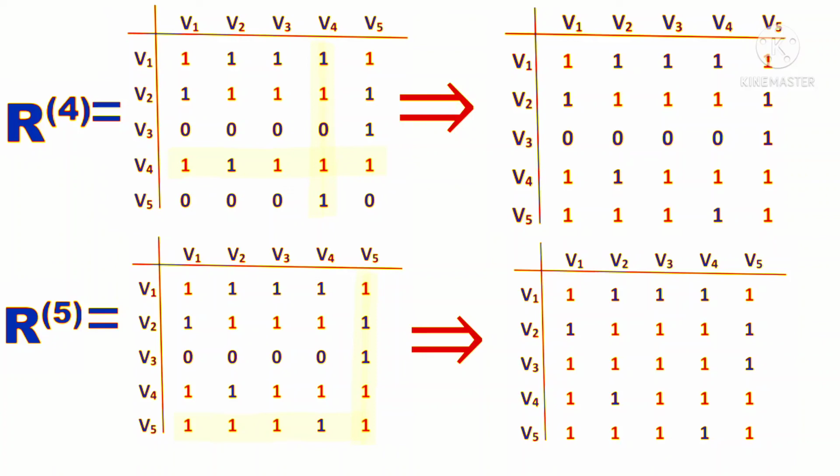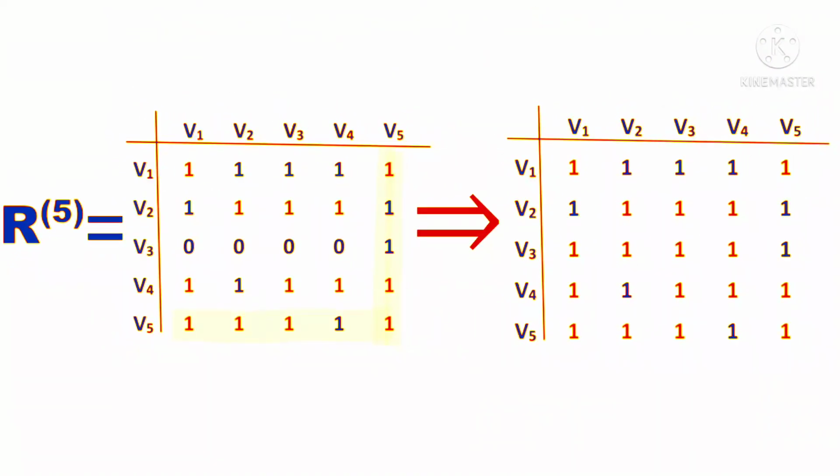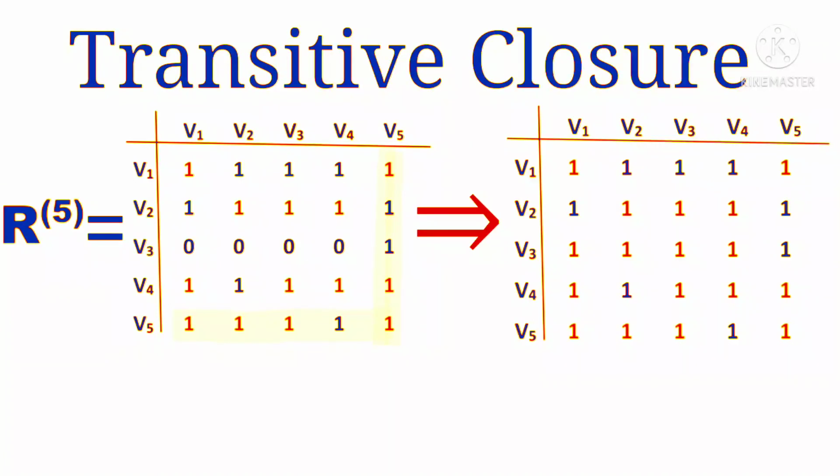So the matrix of R5 is called the transitive closure. In the transitive closure, the vertices can reach or connect to the other vertices or to themselves. So that's all. Thank you.